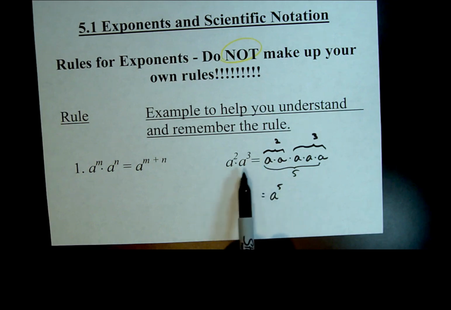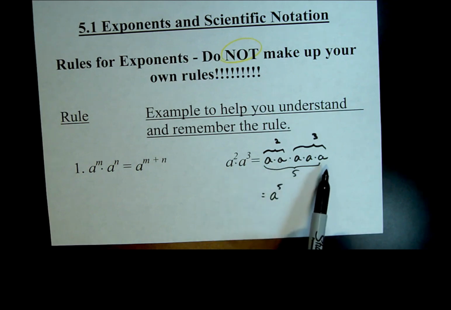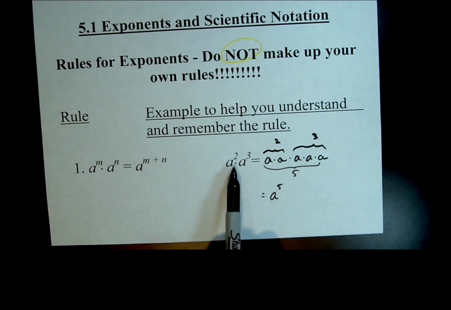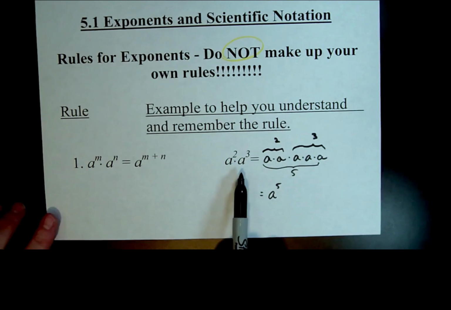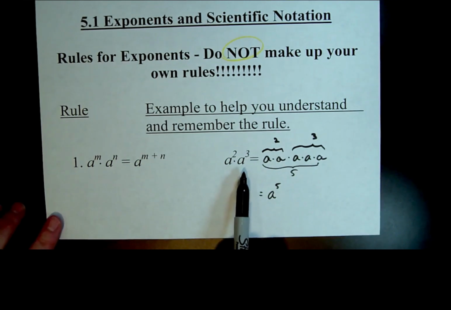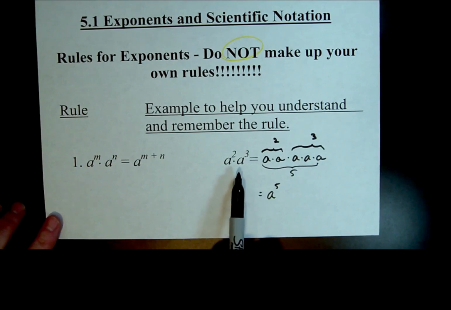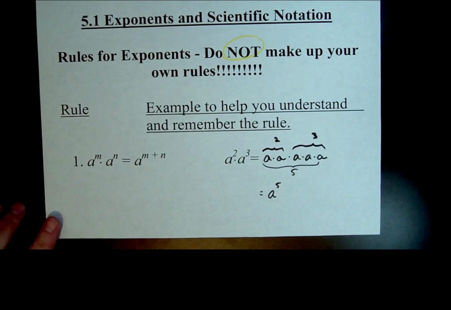And sure, with a squared times a cubed, I could just do this to get the answer. But what if this had been a to the 200 times a to the 39? I wouldn't want to write out 200 a's and then 39 a's to come up with my answer. I want to know this rule.